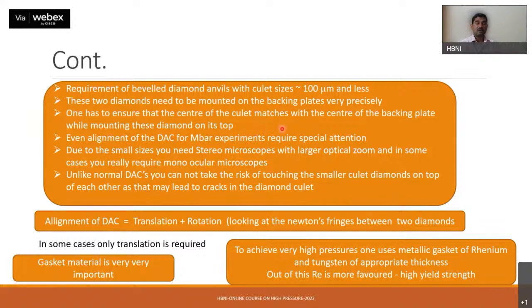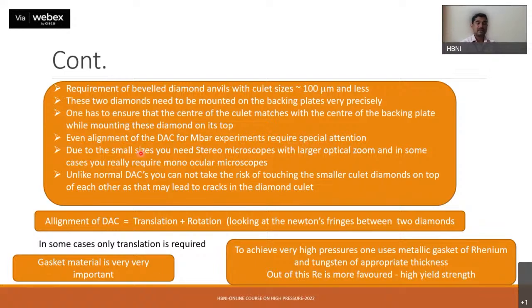Otherwise, you will not get proper signal. Even alignment of DAC for megabar experiments also requires very special attention. So many times, you may crack the diamond while aligning. Like diamond, we know that they are the hardest material. So even if you touch one diamond with the other diamond, they may go.